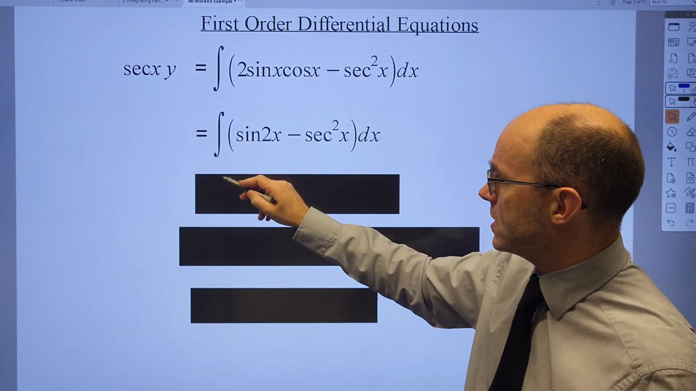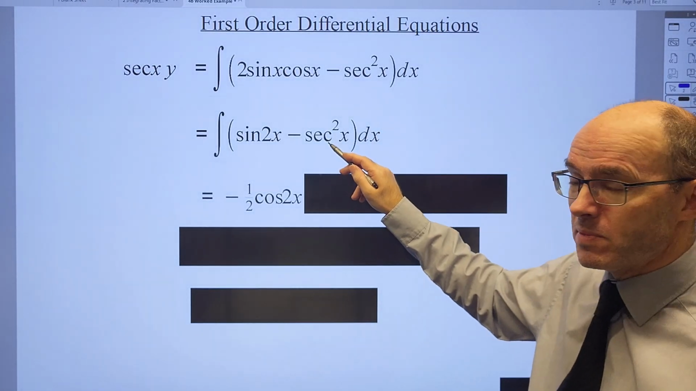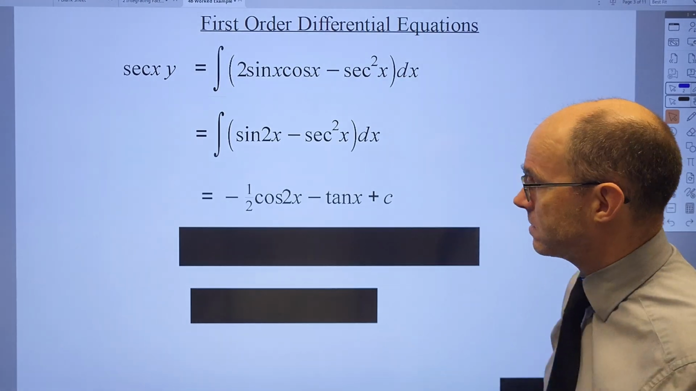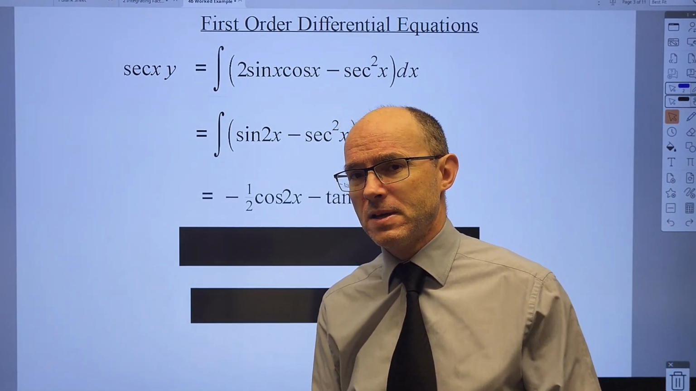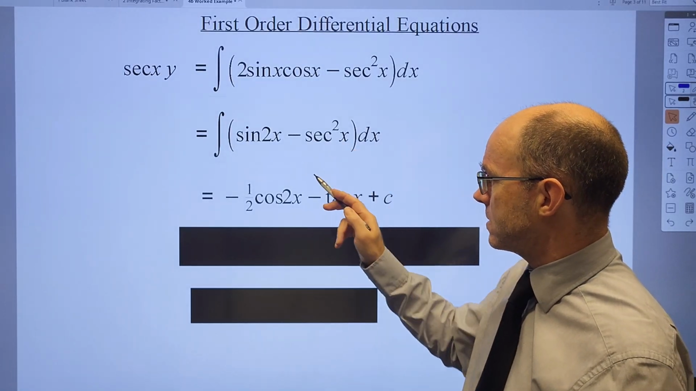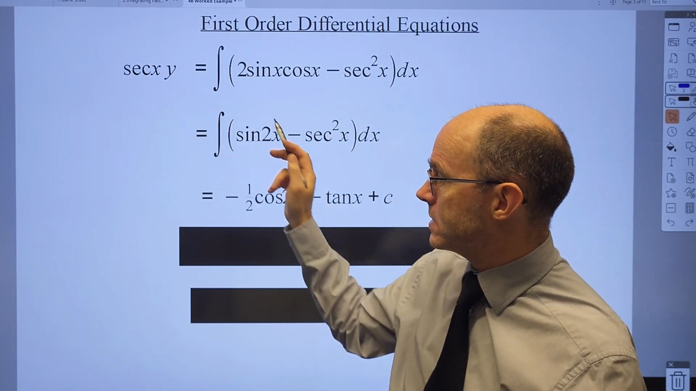Okay? So the integral of sine 2x is going to be negative a half cos 2x. And remember this integral result? The derivative of tan x is sec squared x. So the other way around, the integral of sec squared x is tan x. And then plus c. So that is what sec x y is equal to.